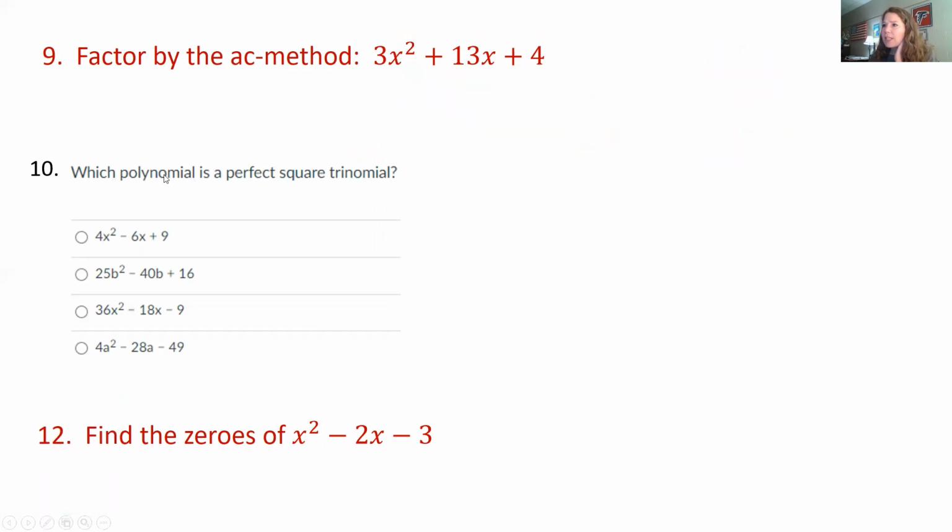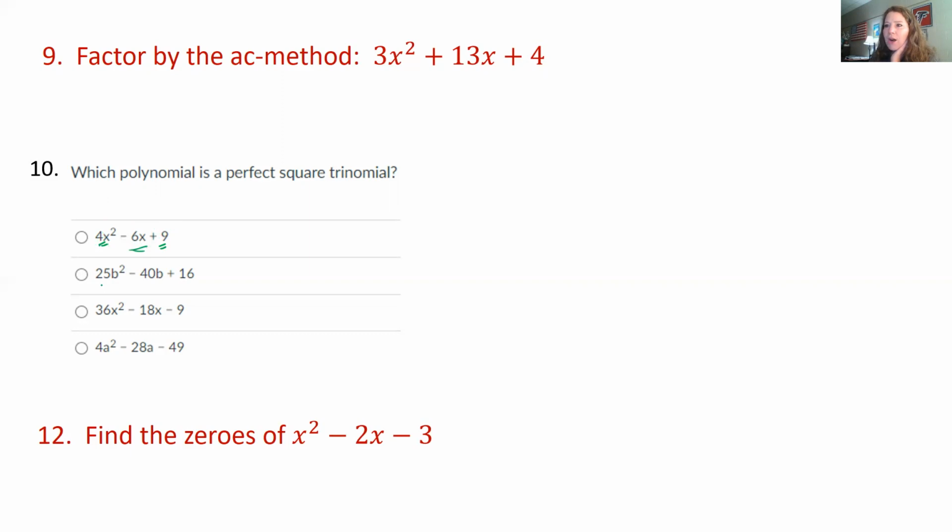Number 10, which polynomial is a perfect square trinomial? That was similar to the very first problem we did, right? Do you remember the characteristics of a perfect square trinomial? Are the first and last terms perfect squares? They are, but once we think of the square roots of these, we have to be able to get to that second number. So this would be 2 and 2 and 3. Would 2 and 3 ever add up to give us 6?